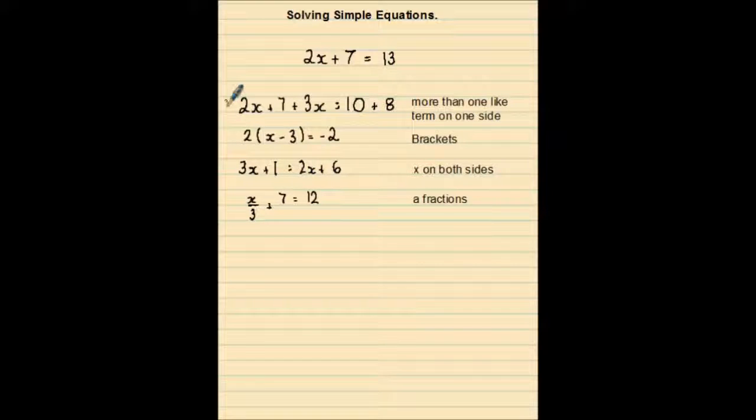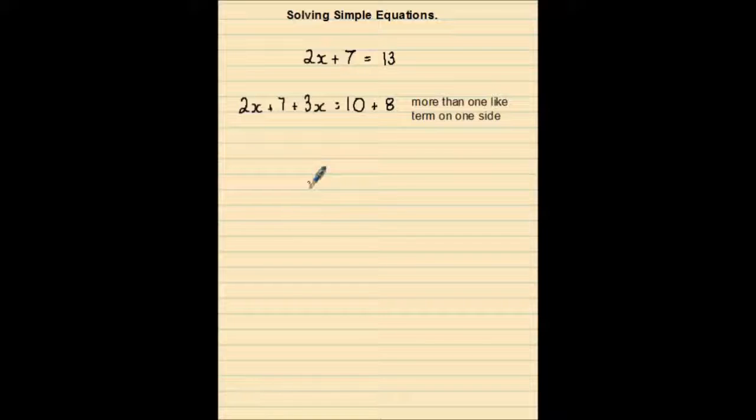So in this first equation, the problem is we've got more than one like term on each side. In the second type of equation, we've got brackets. In this third type of equation, we've got an x on both sides. And finally, in this equation, we've got a fraction. So how do we deal with each of these?